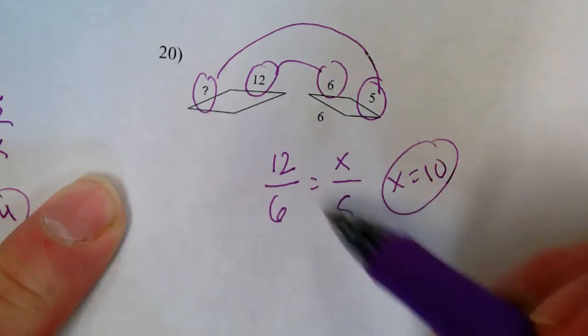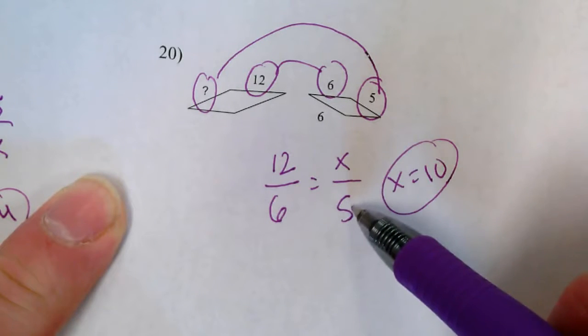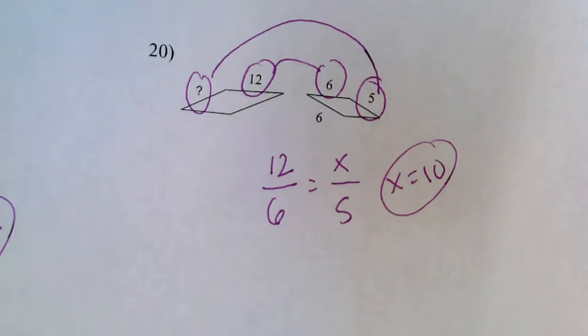So x equals 10. If you look again here, 12 is twice as big as 6, so x must be twice as big as 5. So it works. 10 is twice as big as 5.